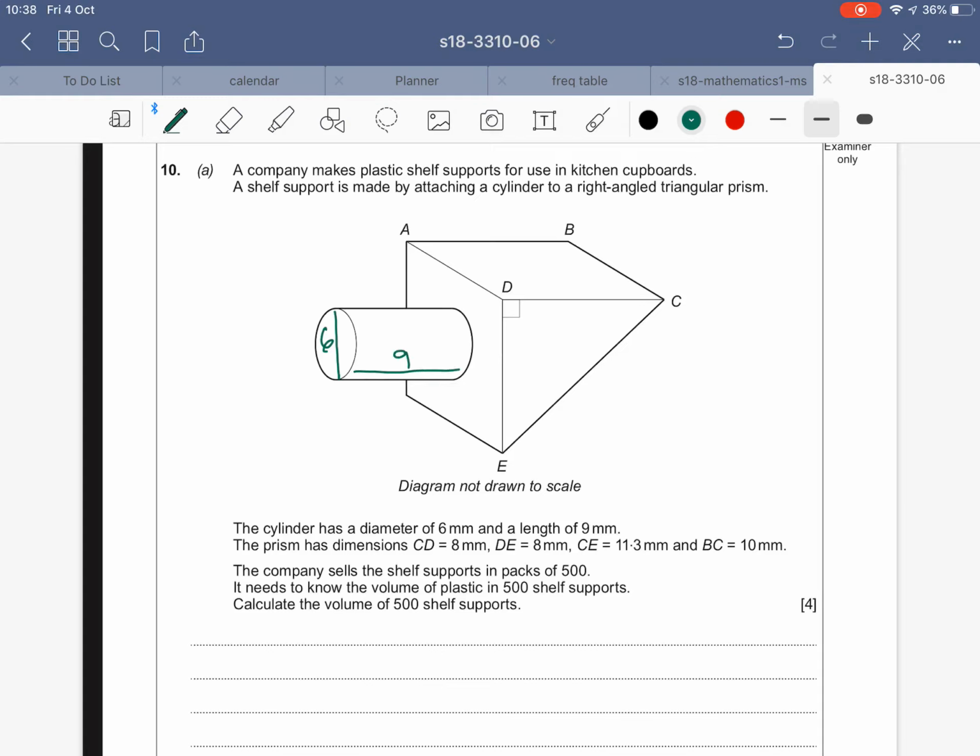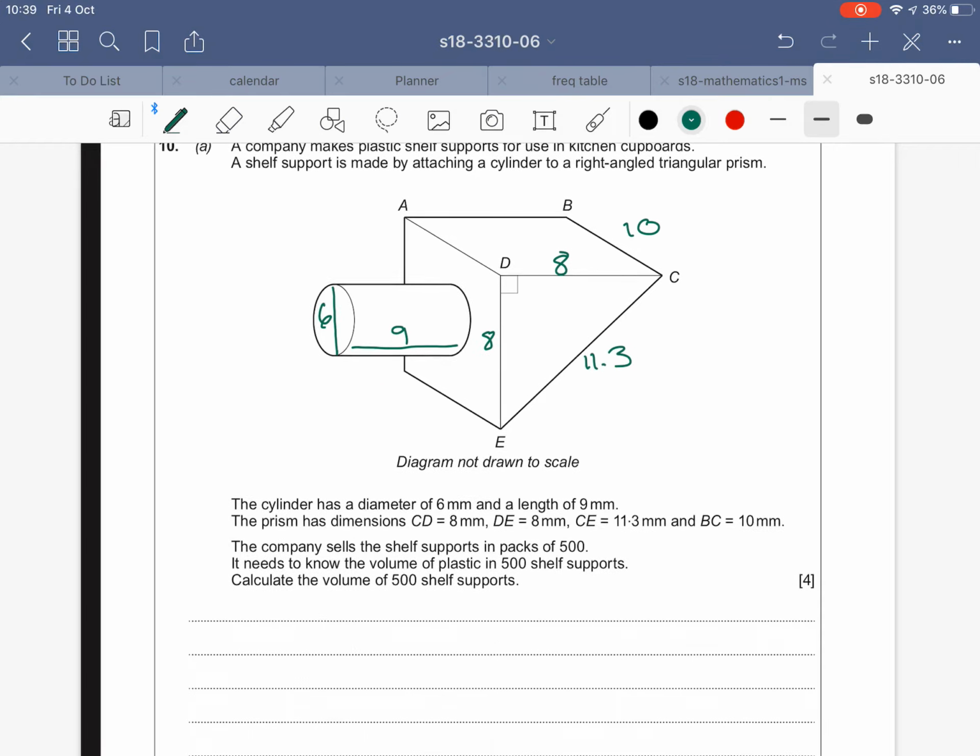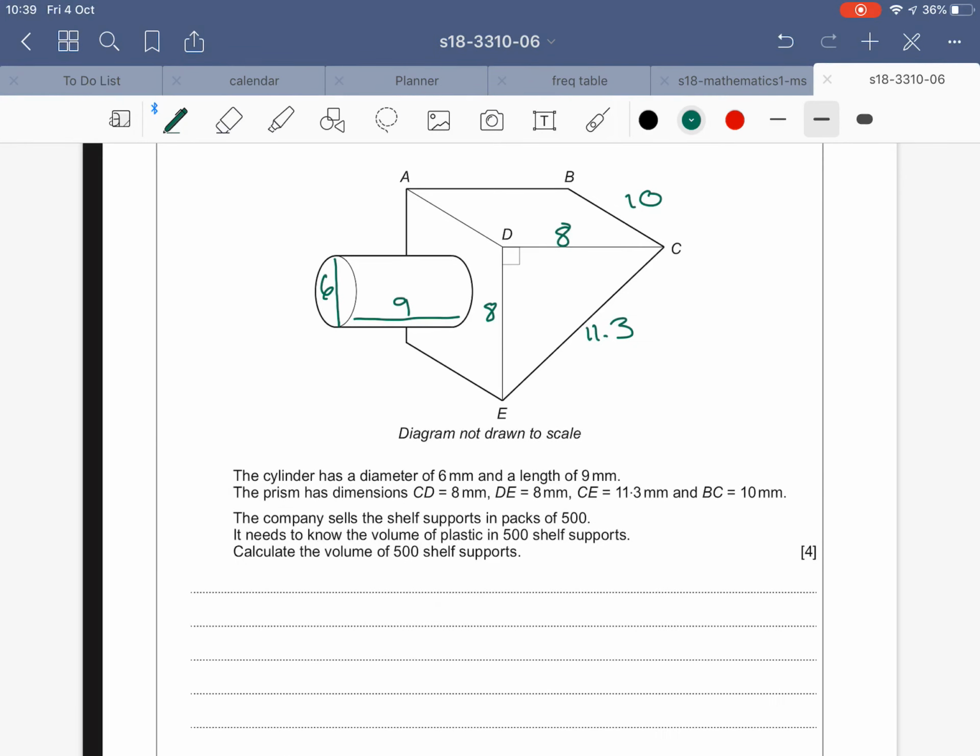Have we got to do surface area or volume or something? Yeah, it says volume later on. Okay. Prism has dimensions CD is 8, so that is 8. DE is also 8. And CE is 11.3. Interesting. And BC is 10. The cylinder, we've just read that. Company sells the shelf supports in packs of 500. It needs to know the volume of plastic in 500 shelf supports. Calculate the volume of the 500 shelf supports.